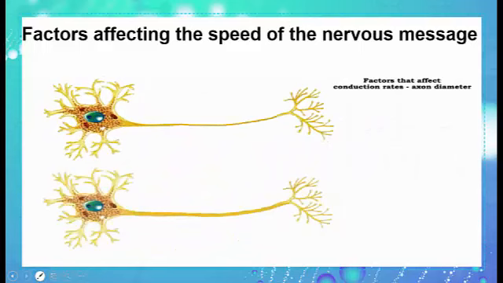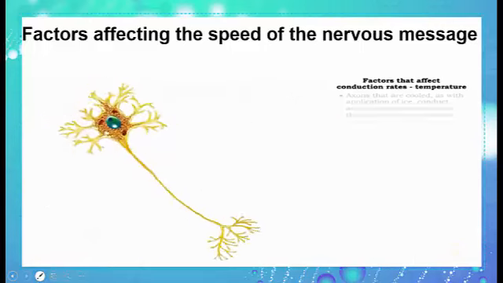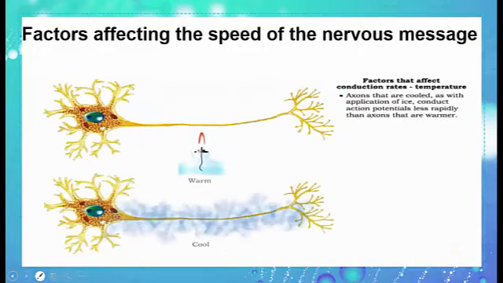Larger diameter axons conduct action potentials more rapidly than smaller diameter axons. This is because there is less resistance to carrying a charge in larger axons. Axons that are cooled, as with application of ice, conduct action potentials less rapidly than axons that are warmer.